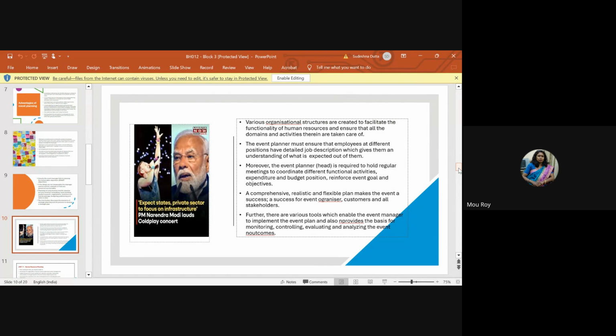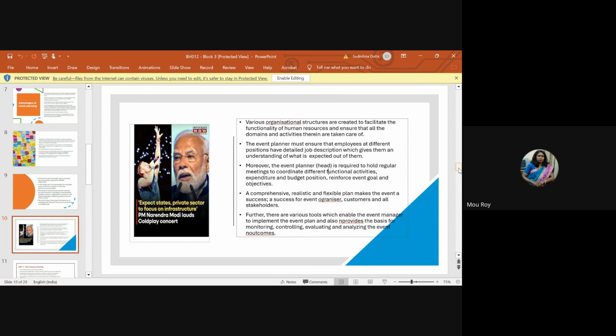Now, the event planner must ensure that employees at different positions have a detailed job description, which gives them an understanding of what is expected of them. Moreover, the event planner is required to hold regular meetings to coordinate different functional activities, expenditure and budget position, and reinforce event goals and objectives. So, a comprehensive, realistic, and flexible plan makes the event a success for the event organizer, the audience, and all the stakeholders.